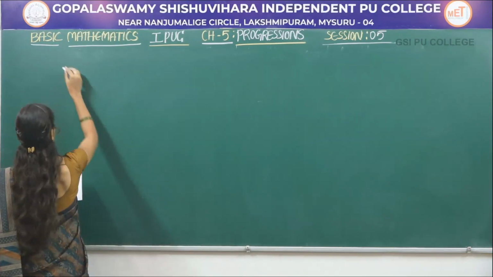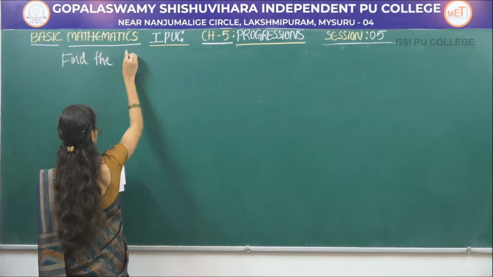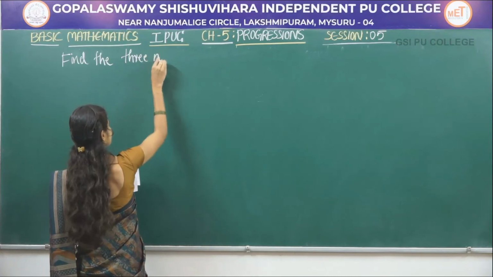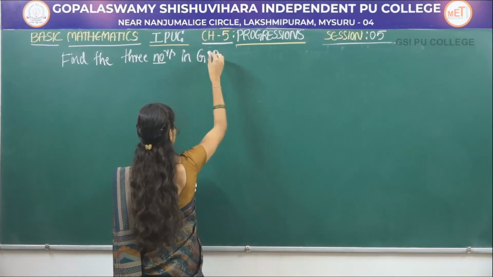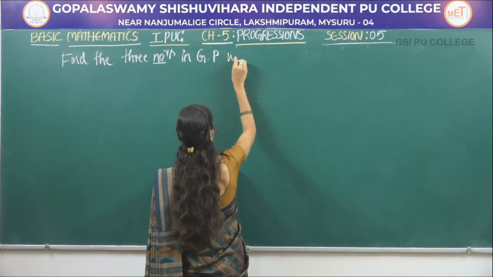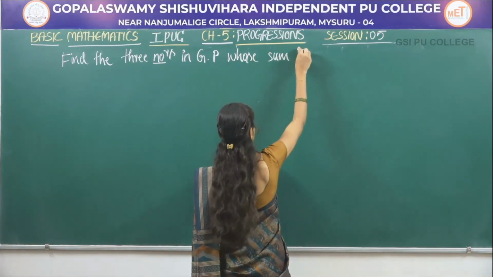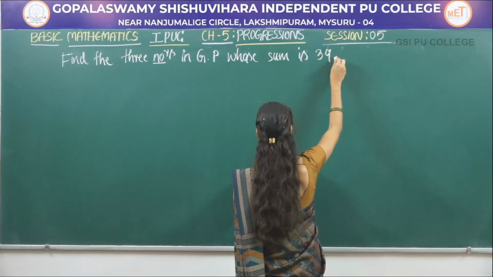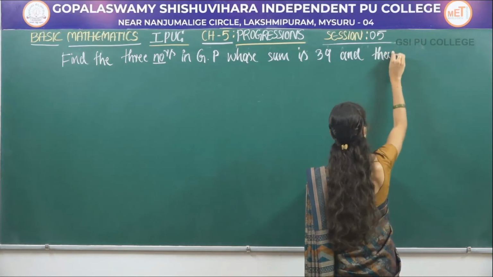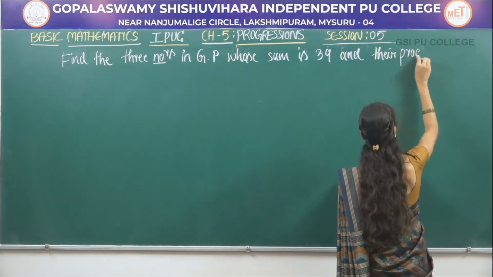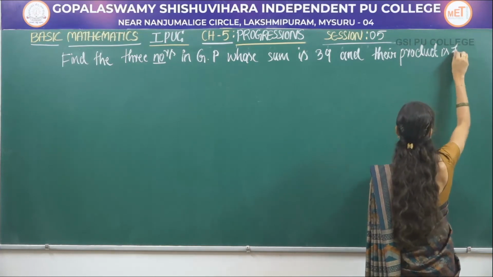Next problem. Find the three numbers in GP whose sum is 39 and their product is 729.